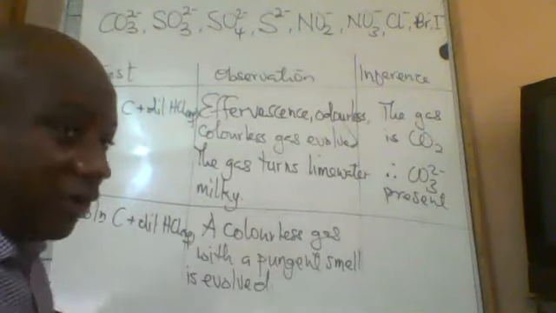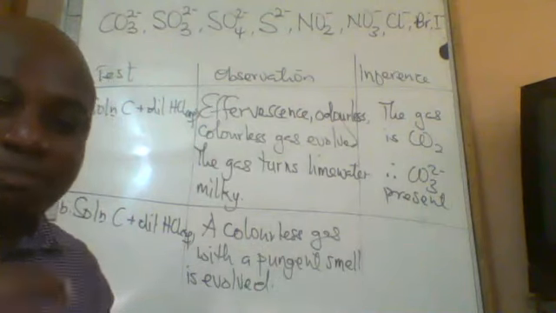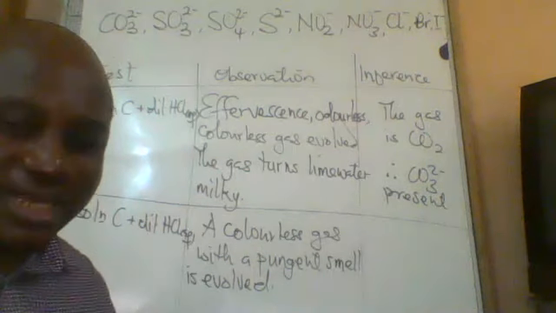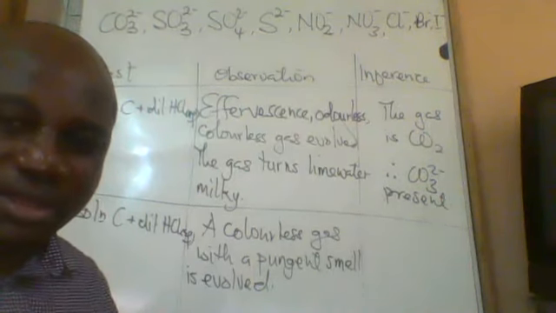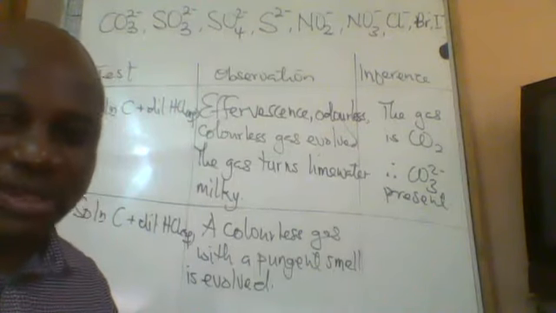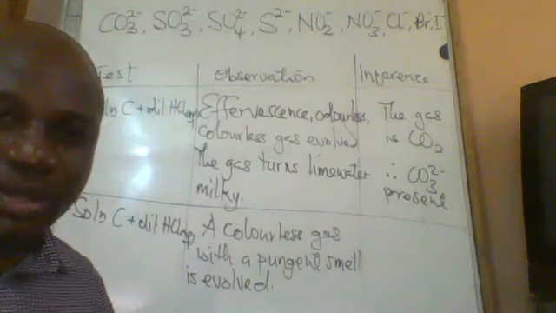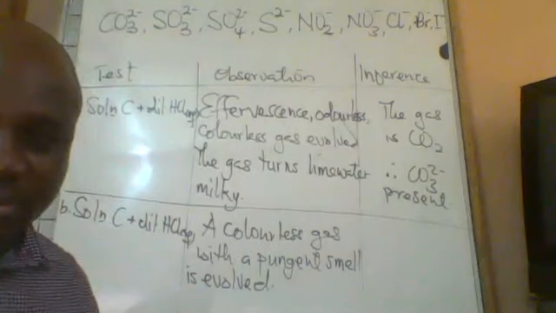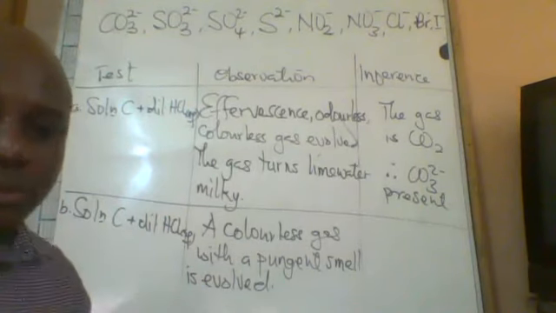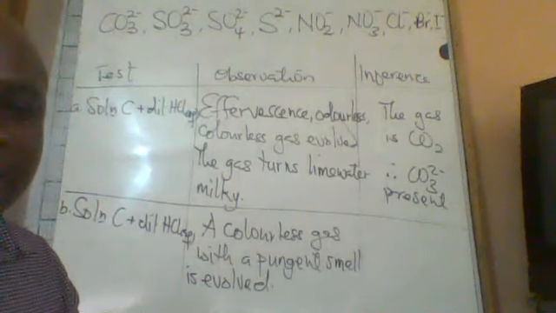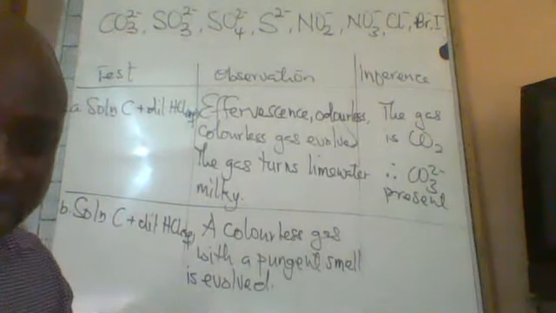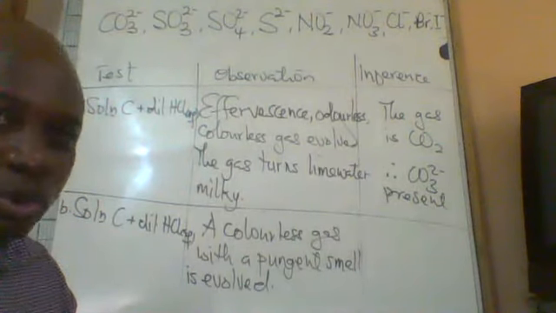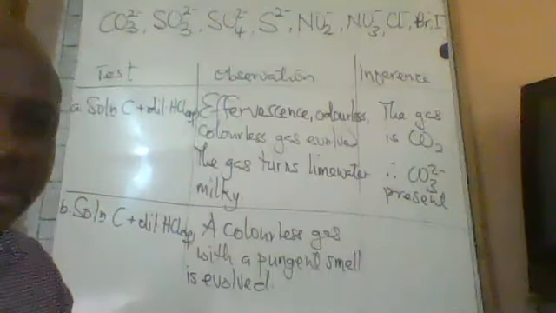So the gas which is evolved, when it is bubbled through acidified KMnO4 solution, decolorizes the purple color of the acidified KMnO4 solution. Because the gas which is there, that is the SO2 gas, is a reducing agent. So when it is bubbled through the acidified KMnO4 solution, the color disappears. It reduces the Mn from +7 to +2, which is colorless.